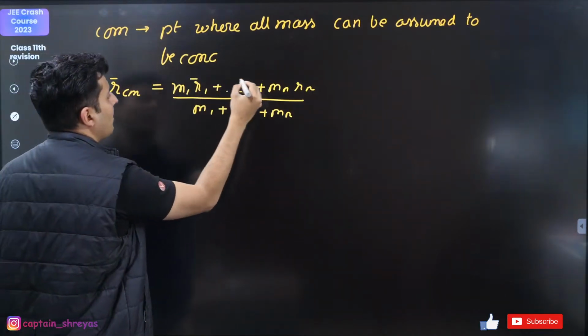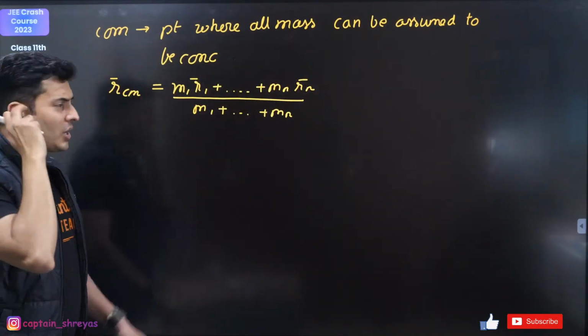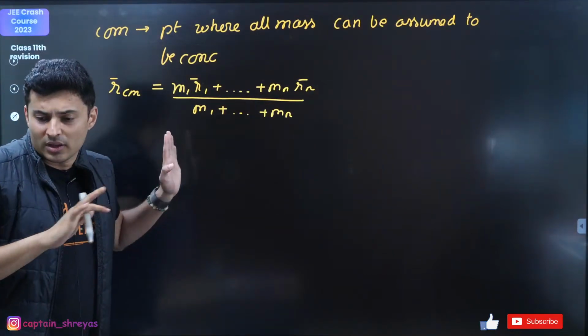If you want, you can put a bar symbol. If you don't want, it's okay. You can put x, y, z coordinates also.